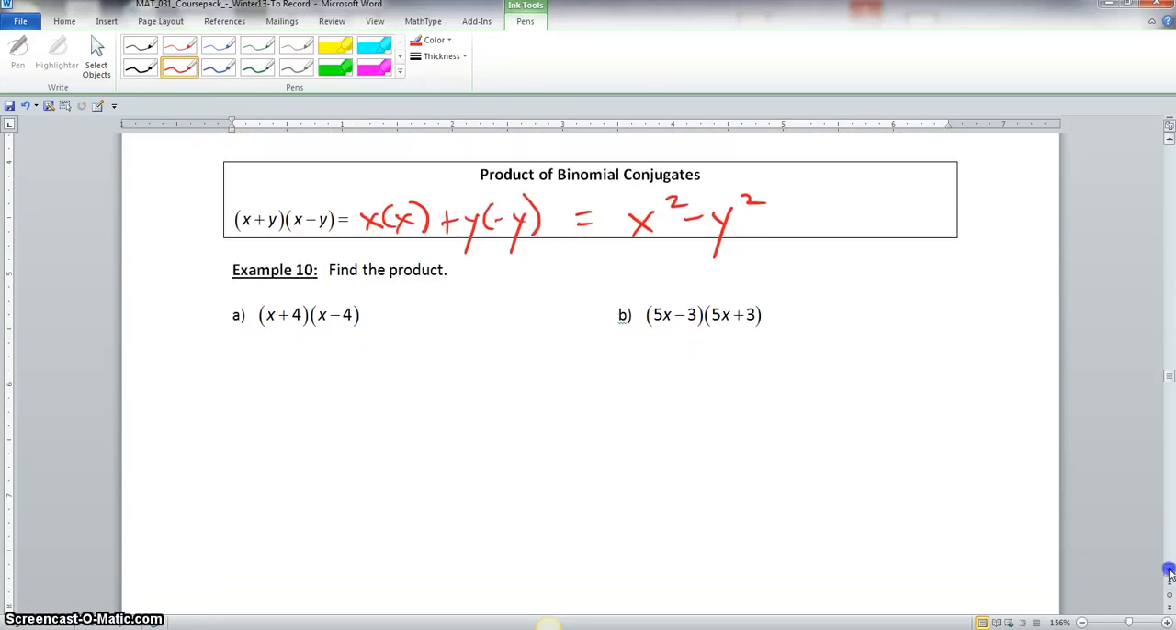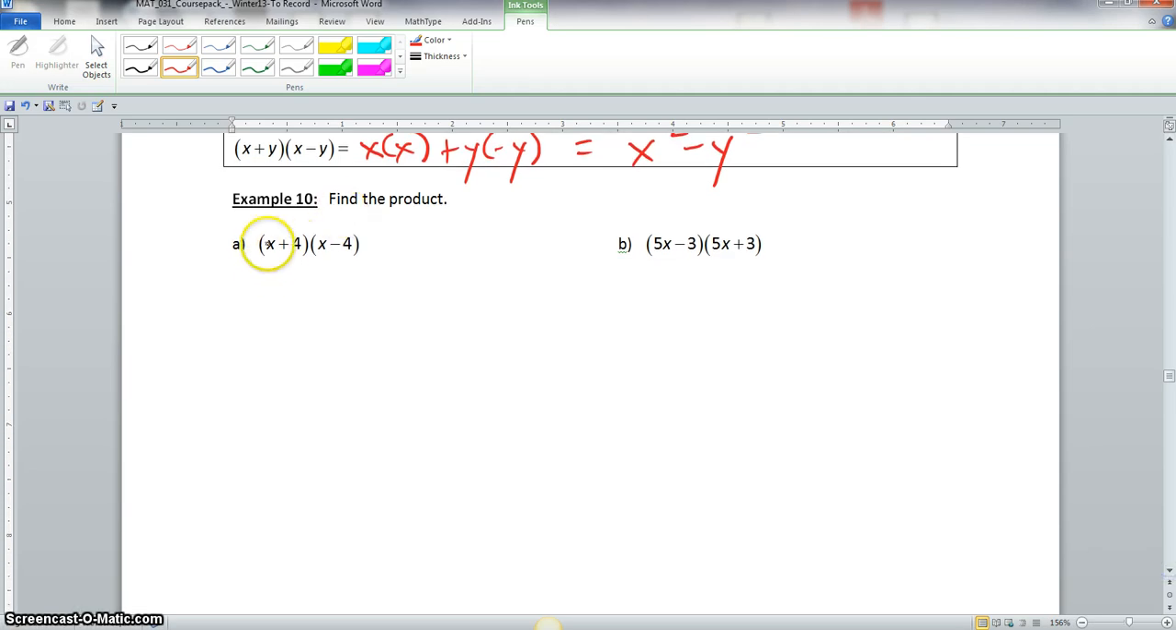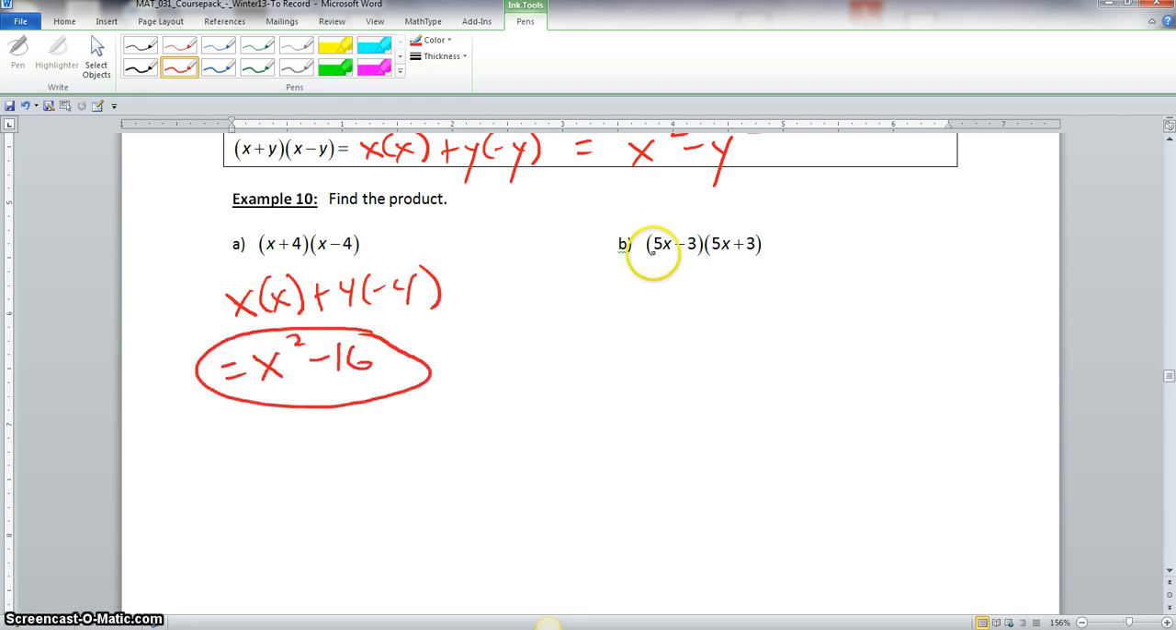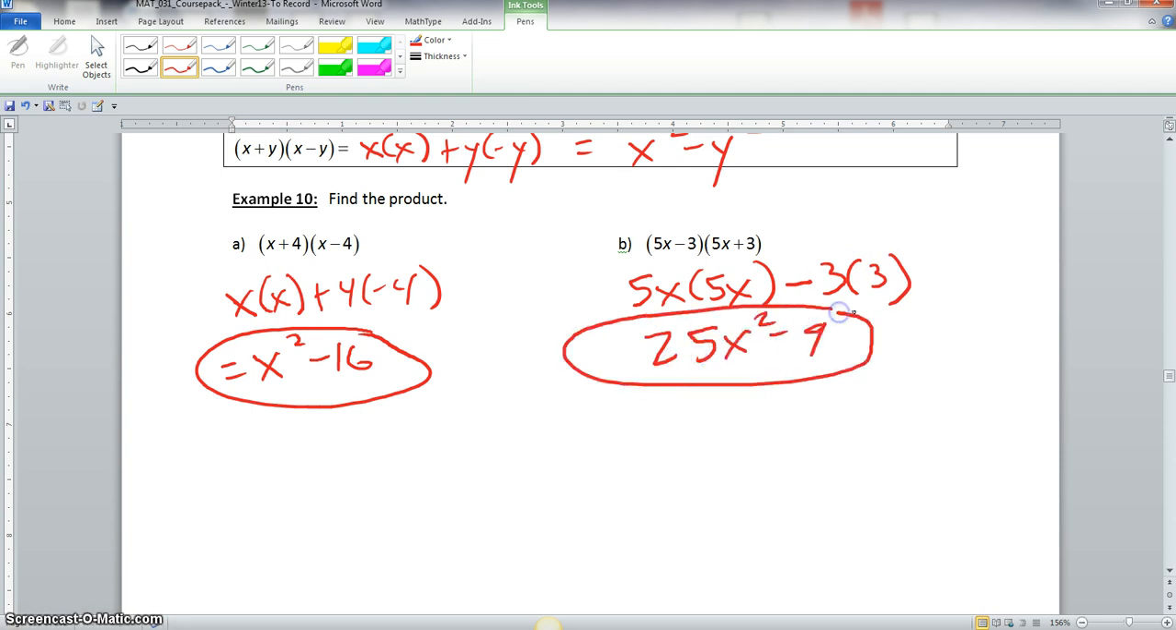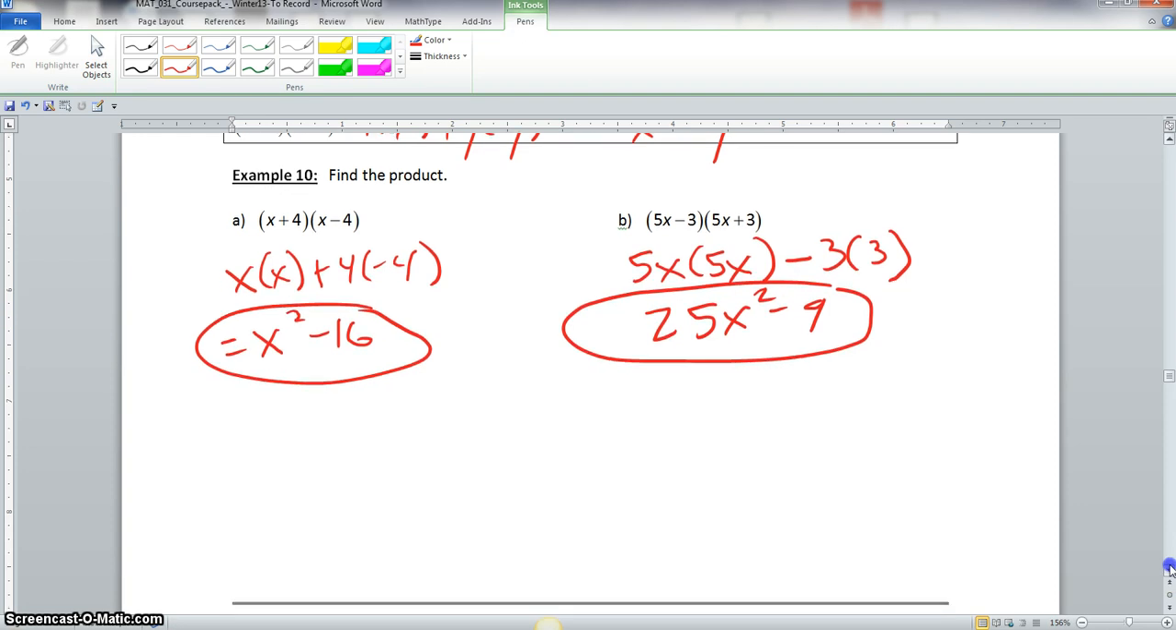Now, example 10, it says find the product. So we could do that. We notice we have two terms in both of these parentheses, one added, one subtracted. So we could say x times x and positive 4 times negative 4. So that would give you x squared minus 16. Now here, you would take 5x times 5x and then minus 3 times 3. So it gives you 25x squared minus 9. And that is it.